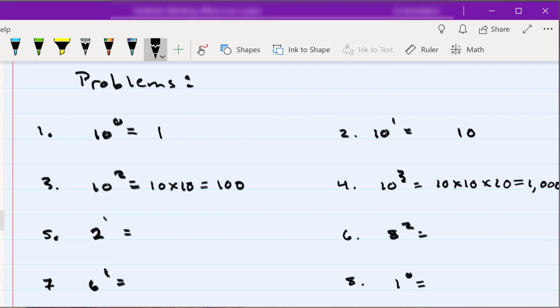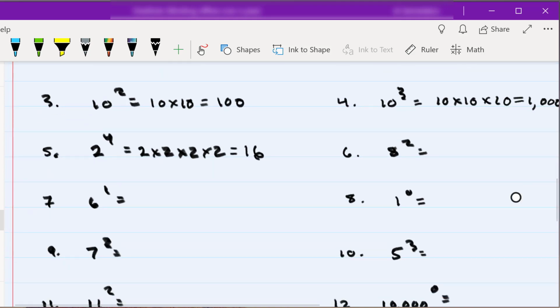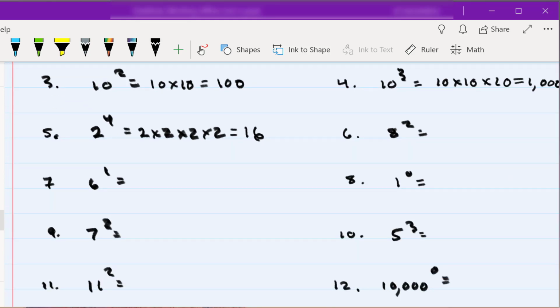Number 5, 2 to the power of 4 can be rewritten as 2 times 2 times 2 times 2, which is 16. 8 squared can be written as 8 times 8, which is 64. 6 to the power of 1 is just 6. 1 to the power of 0 is just 1.